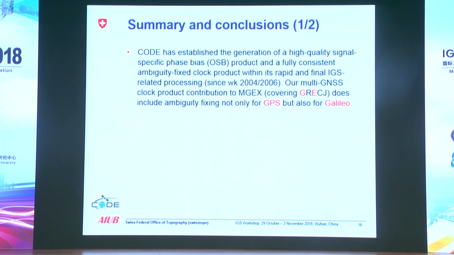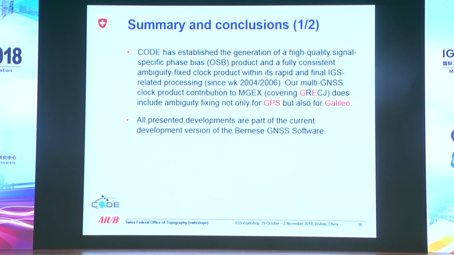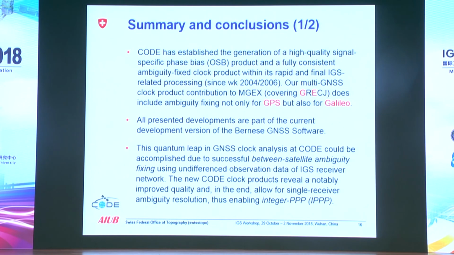In summary, CODE has established the generation of a high-quality signal-specific bias product and a fully consistent ambiguity-fixed clock product within its rapid and final IGS-related processing. And our multi-GNSS clock product contribution to the MGEX does include ambiguity fixing not only for GPS but also for Galileo. All presented developments are part of the current development version of the Bernese software.